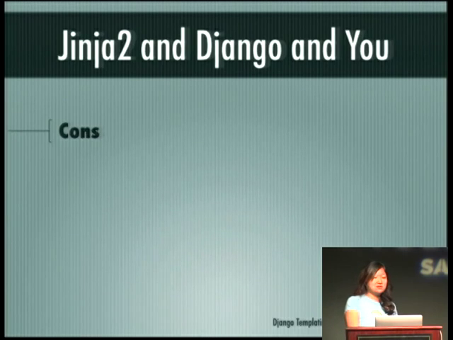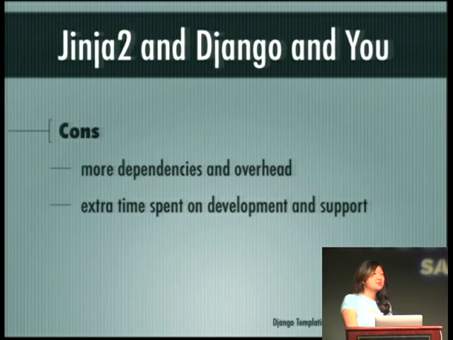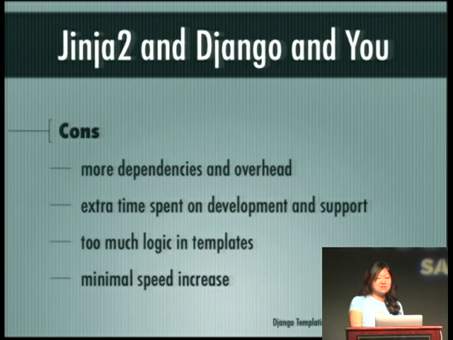But there are also cons to this. There's more dependencies and overhead, obviously. There's extra time researching how to do this. You lose a lot of built-in support with the built-in Django template engine. You risk putting too much logic in your templates. You may have more power in putting more presentational logic in, but you risk putting some application logic in. And this speed increase is kind of minimal.